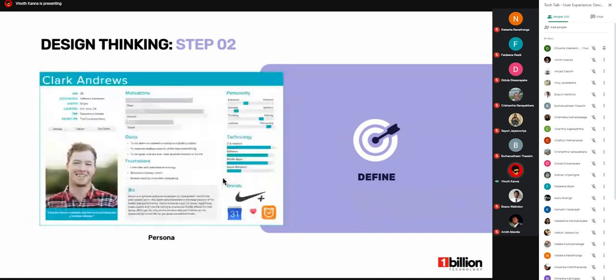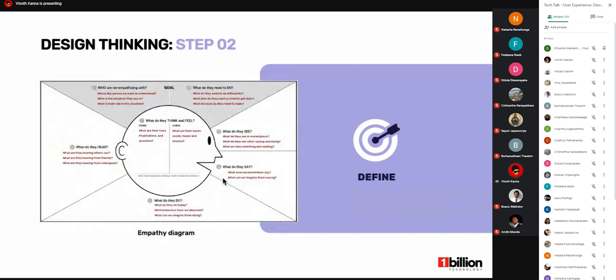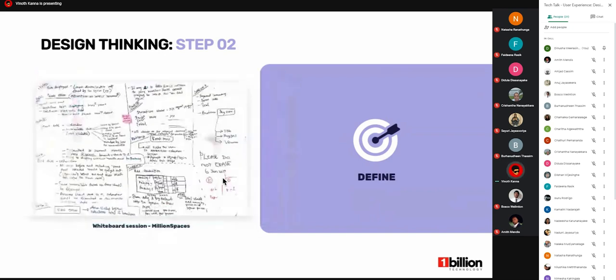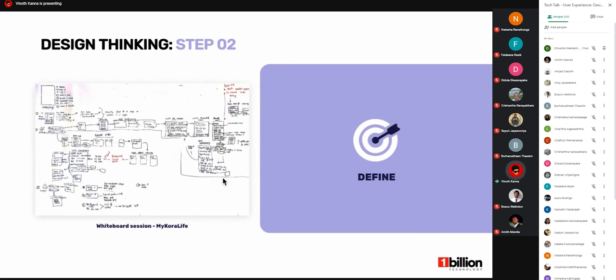So this can work in 3 ways, right? Empathy diagram, persona, and what really worked for us was a whiteboard session. We did this for 4 million spaces, and it was done by Burhan. We put everything on the board to brainstorm, and the persona, everything is included here. We did the same thing for Mycora Life, and that's the basic idea of defining, the second step of design thinking.